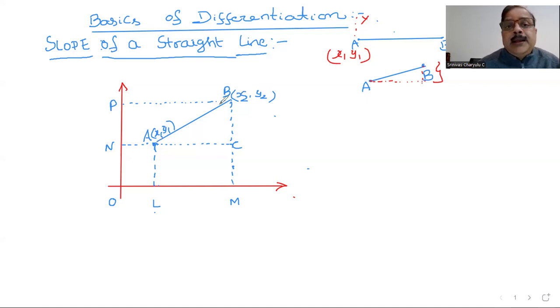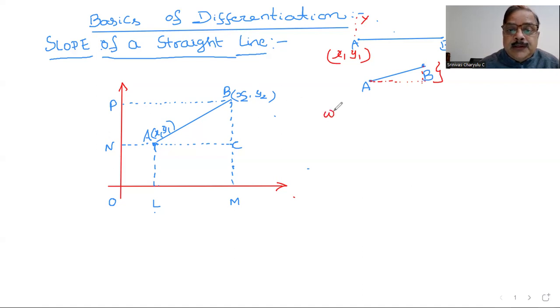Coordinates of B are x2, y2. Now, what is the height difference of B with respect to A? What is the height difference now? You clearly see here BC is nothing but the height difference with reference to point A.